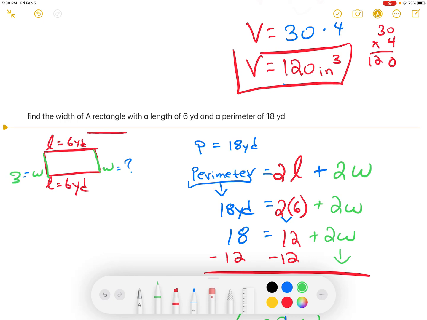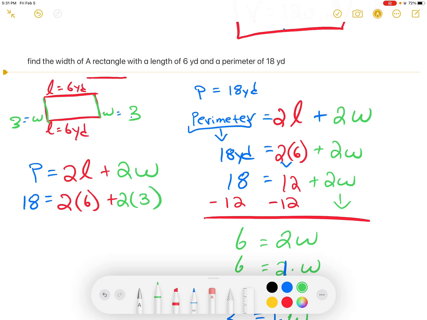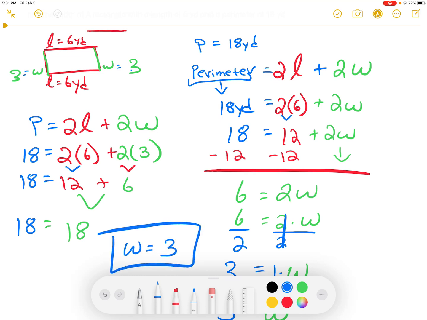So instead of pretending and not knowing that we are right, we can test it. We can say, if it is true that perimeter is equal to 2 times the length plus 2 times w, well then, our perimeter of 18 should be equal to 2 times 6 plus 2 times 3. Let's test to see if that is true. 18 equals 2 times 6, which is 12, plus 2 times 3, which is 6. 12 plus 6 is in fact 18. Our answer is correct. Our width is 3.